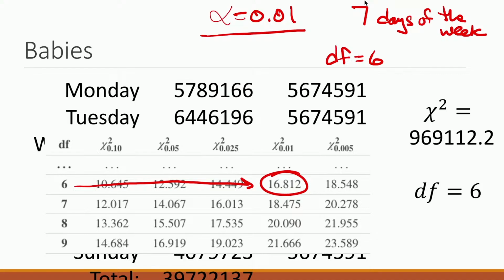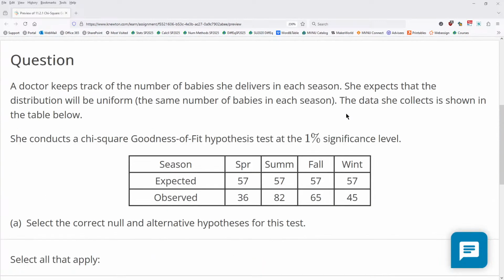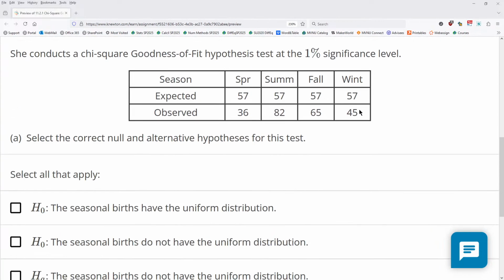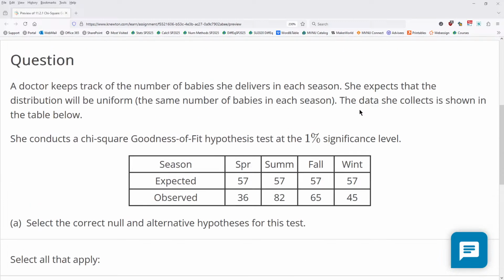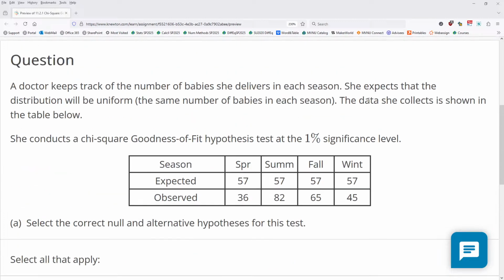Okay, pull this over. Can we see it? We can. Okay, so here's the sort of thing that we're doing. Oh yeah, this is very similar. Babies being born. So we would expect babies to be born approximately the same in each season of the year: spring, summer, fall, and winter. Here's some observed frequencies.